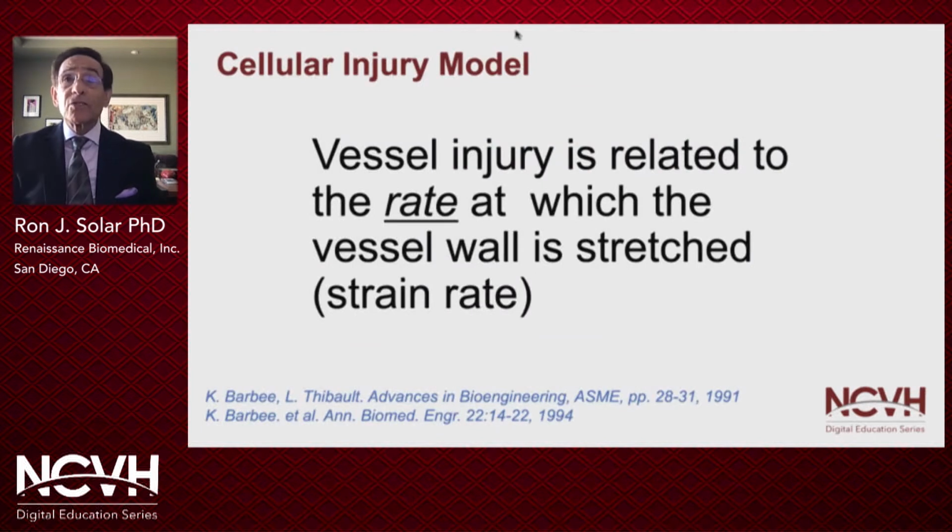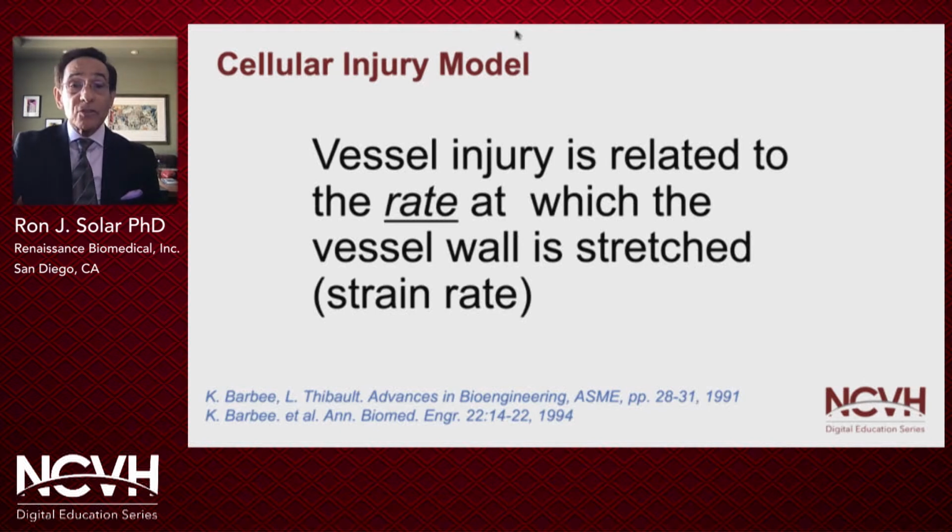Studies of smooth muscle cells at the University of Pennsylvania showed that injury was not a function of the magnitude of the applied stress, but rather how fast the cell is deformed by the applied stress, a concept we call strain rate. This is due to the fact that the cell is viscoelastic. The membrane of the cell is viscoelastic. In other words, there's a time element.